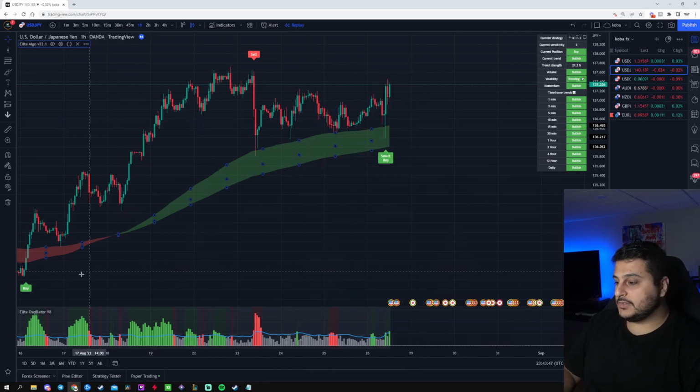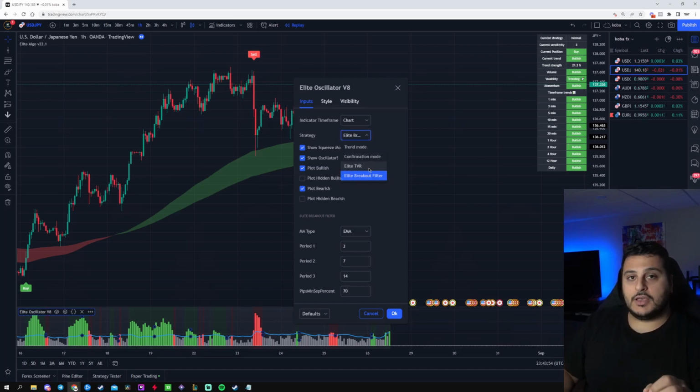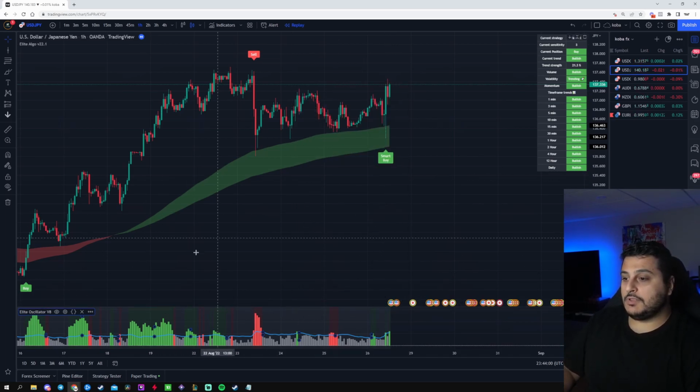Now let me show you the settings for EliteOscillator. You're going to go to settings here and you want to make sure that under the strategy mode, you have it set to Elite Breakout Filter. This is very important. Once you have that set up, then you're just going to press OK. Your chart should look something like mine.